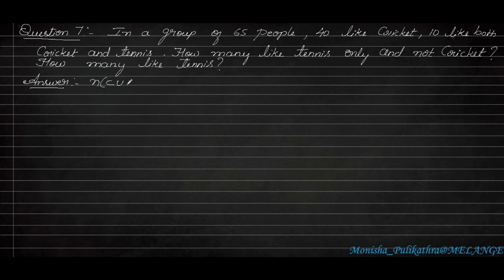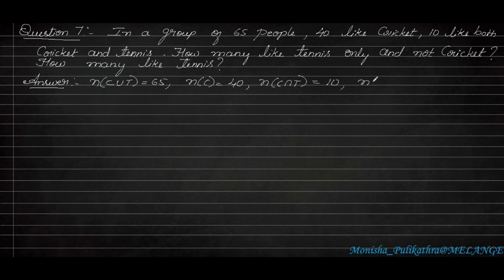C is cricket and T is tennis. So the total number of people is 65, in which 40 like cricket. Not only cricket, they like cricket, but some of them in that group like tennis also. n of C is equal to 40 and 10 like both. So the intersection of cricket and tennis is 10.